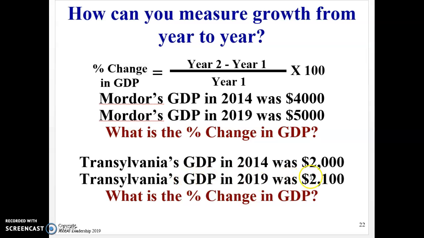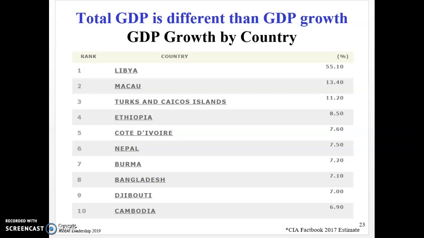Transylvania over here, you've got 2,100 as its year 2, 2,000 as its year 1. 2,100 minus 2,000 should give you 100 and then over the 2,000, and go ahead and figure out the change for that. I will tell you that GDP does not accurately measure all of the pieces. Your total GDP is different from total growth.